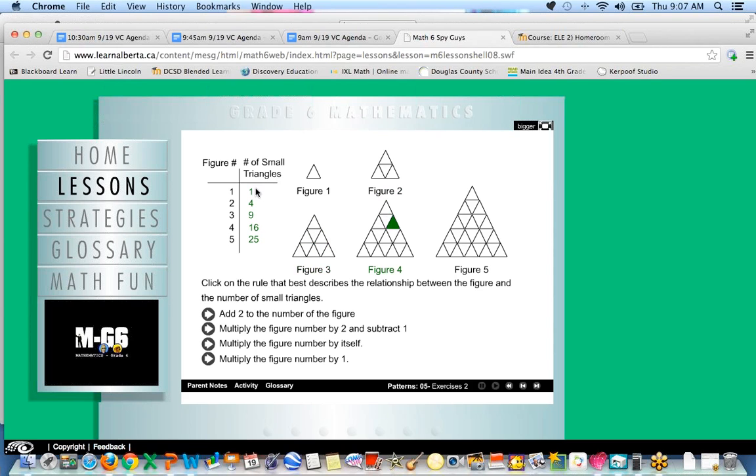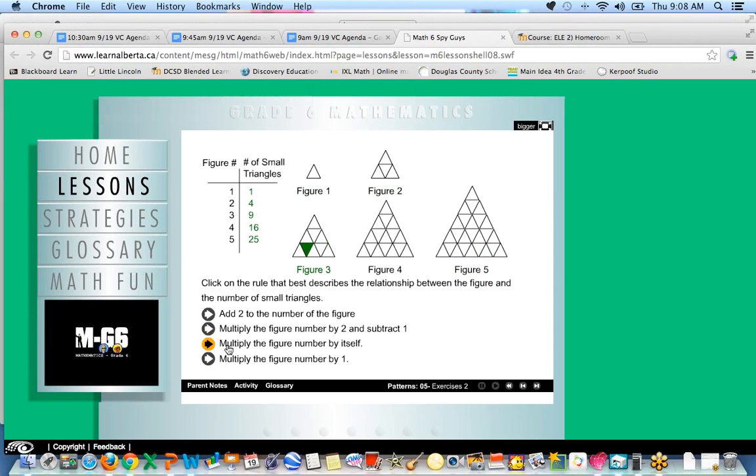So what we need to do is figure out what's happening between one triangle up to 4, up to 9, up to 16, and then up to 25. So let's look at our choices. Let's see if this one works. If we add 2 to the number of the figure, I don't know about that one. If we multiply the figure number by 2 and then subtract 1, okay, so that's the figure number.